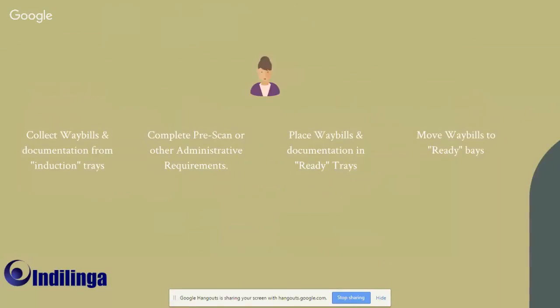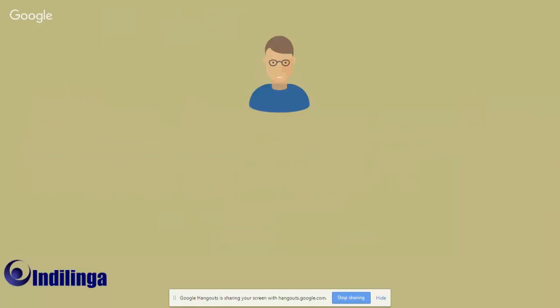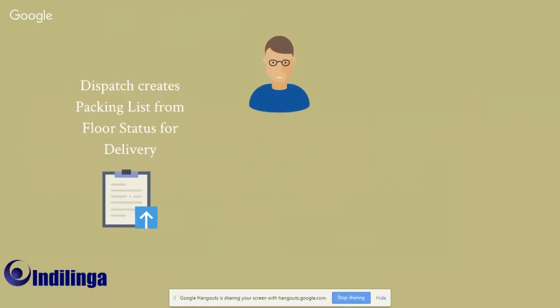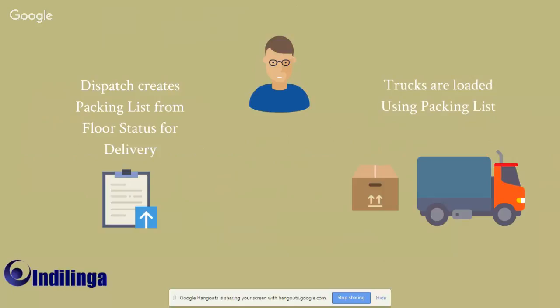An administration clerk collects the labels and the documentation from the induction trays, completes a pre-scan or some other administrative requirements, places the labels and the documentation into ready trays, and then moves the labels on the system to ready bays. The operations supervisor can then create, again, the packing list from the floor status screen for a delivery. And those packing lists are again used to load the vehicle.